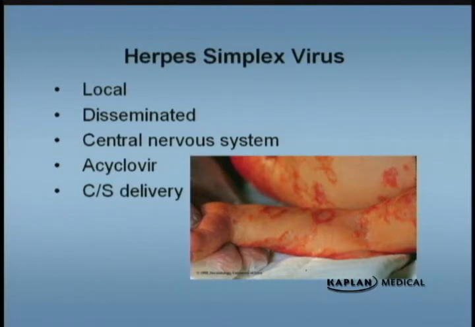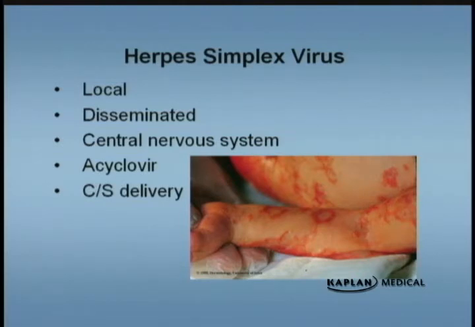It can be disseminated, and these patients present with shock and sepsis, or you can have central nervous system involvement with seizures. The treatment here is going to be acyclovir. Remember, the best way is to prevent the baby from getting HSV disease. If the mom has an active lesion, then it is best to deliver the baby by C-section.